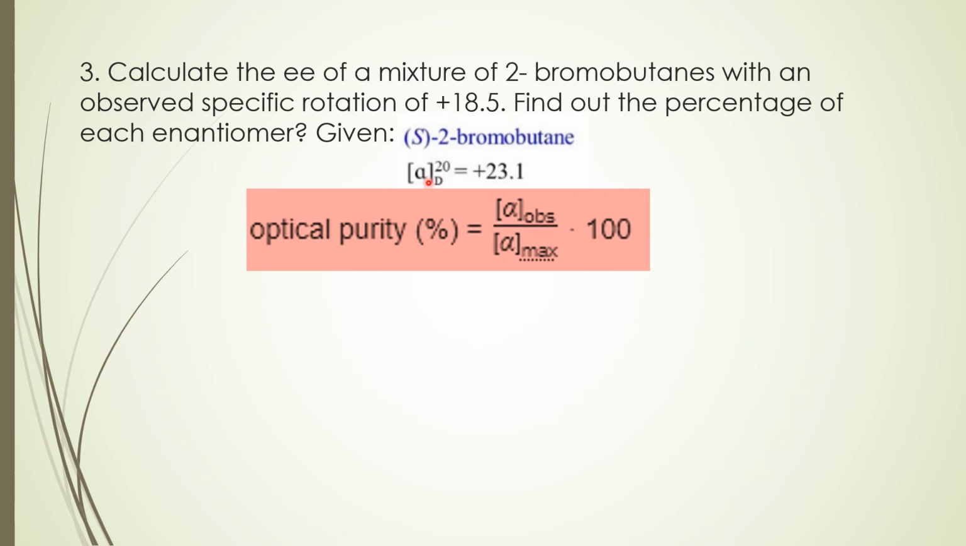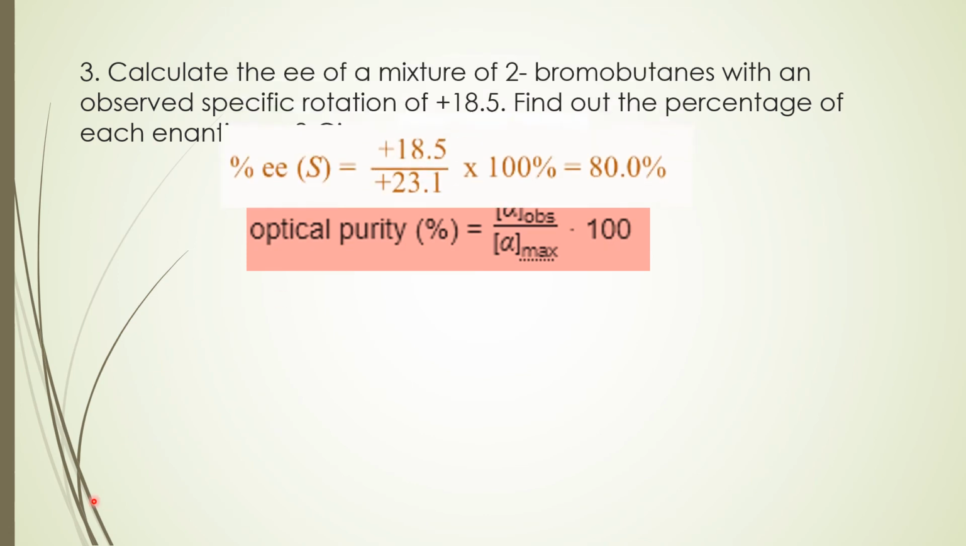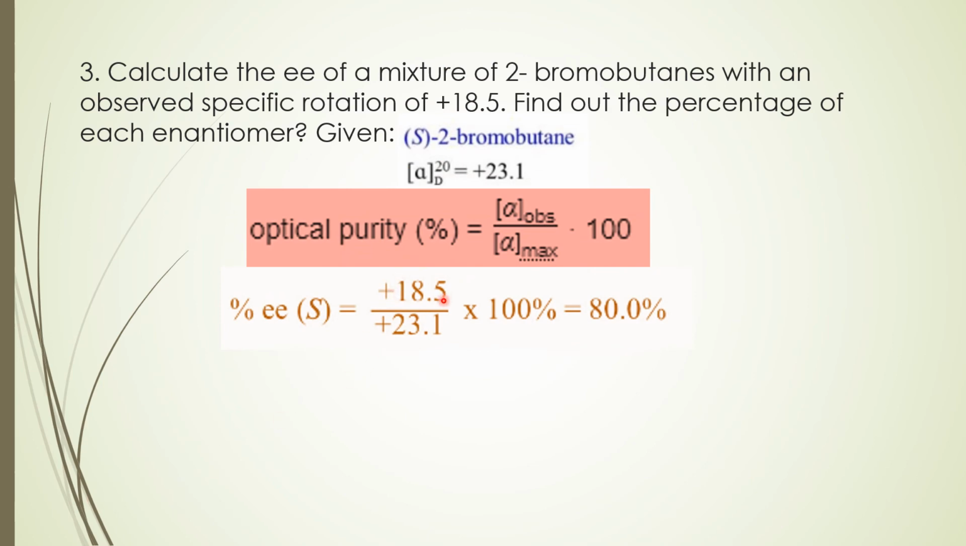Okay, here what is that? 23.1 is the pure rotation as given. Okay, the observed rotation is plus 18.5. 18.5 divided by 23.1 into 100. Okay, plus 18.5 divided by 23.1 into 100. How much percentage are you getting? 80%. So the enantiomeric excess is 80, which means the racemic mixture is 20.